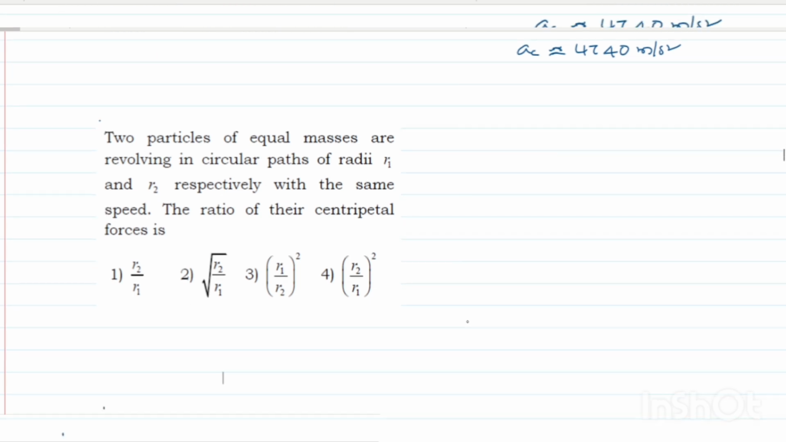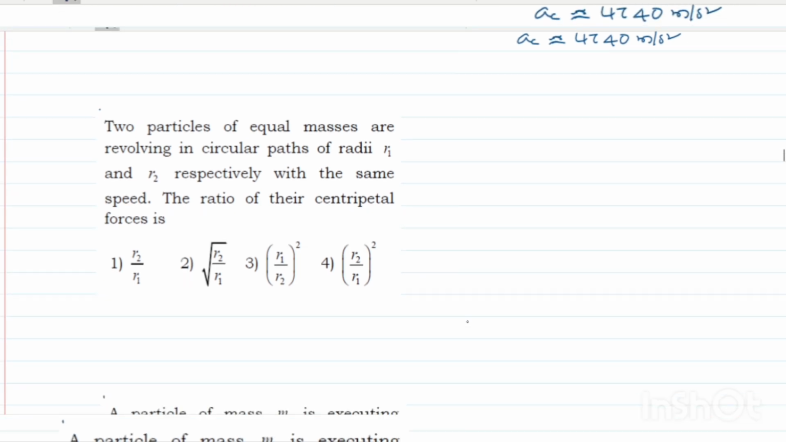Let us see the next question. Two particles of equal masses are revolving in circular paths of radius r1 and r2 respectively with the same speed. They are asking the ratio of their centripetal forces.